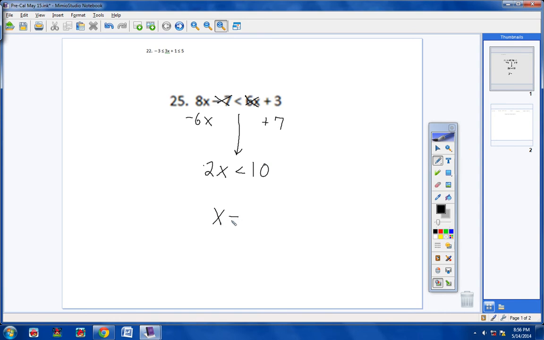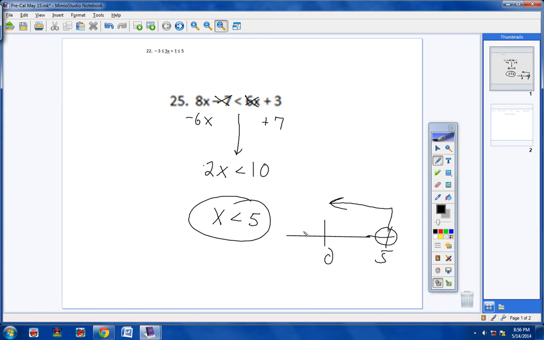And x is not equal, sorry about that. X is less than 5. There we go. If you were to graph that, here's 0, here's 5, it'd be an open point, and you would go like this. X is less than 5.